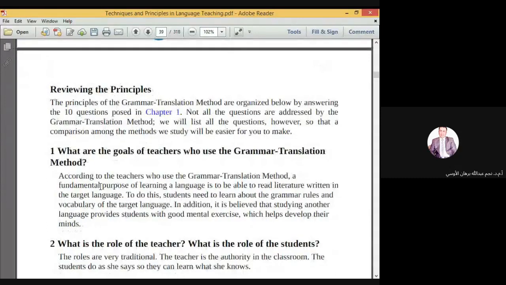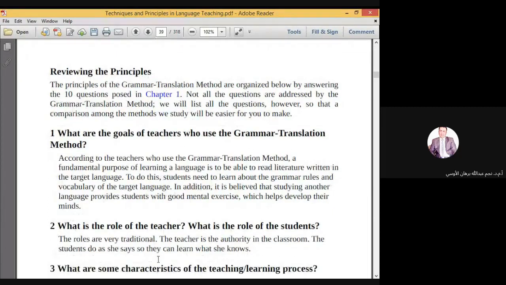Now we review the principles, but in another way, by question and answer. What are the goals of the teacher who uses the grammar translation method? According to the teachers who use the grammar translation method, a fundamental purpose of learning language is what? To be able to read literature written in the target language. This is the goal.